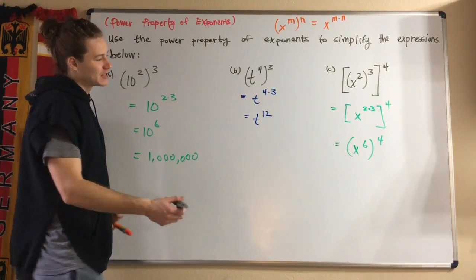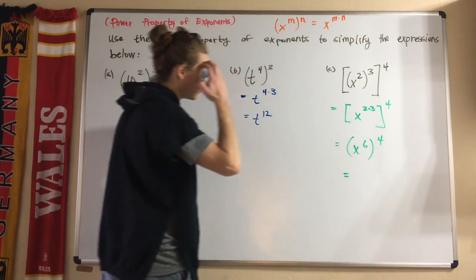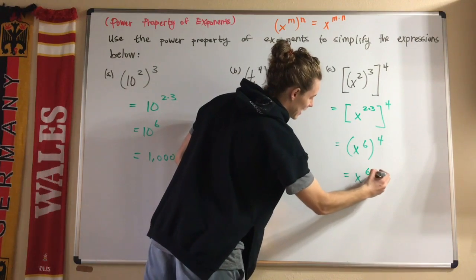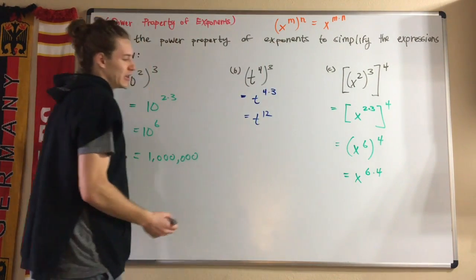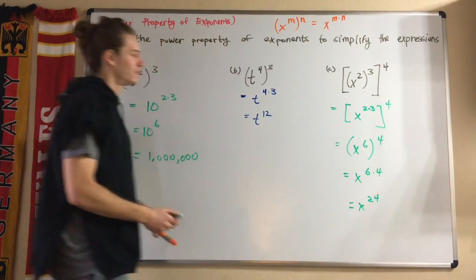And then finally, we want to again use the power property of exponents because we have a power, or the 4th power of x to the 6th. So we can rewrite that as x to the 6 times 4, or x to the 24th power.